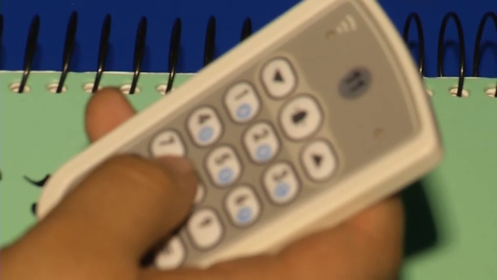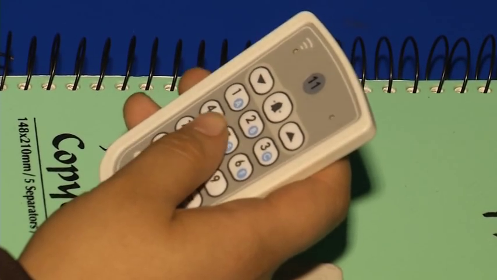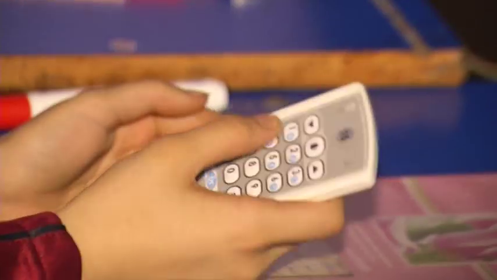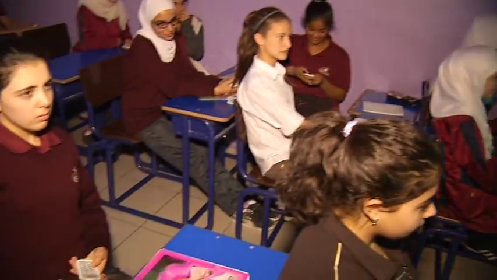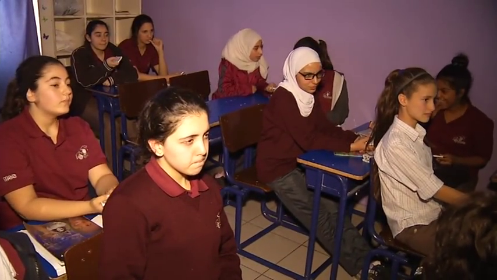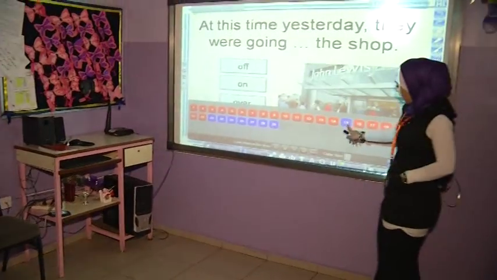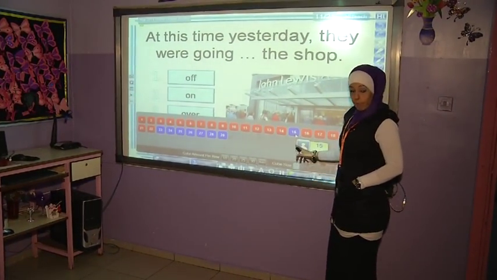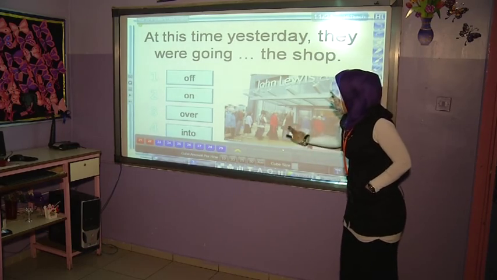Okay. Sentence. Yesterday. Choose the correct answer. You have off, on, over, into. Number 11, 15, come on. Who's 15? Are you thinking about it? You can't see it? Okay, you can stand up. Stand up, number 15. You have to choose. The first option is off, on, over, and number four is into. Choose.